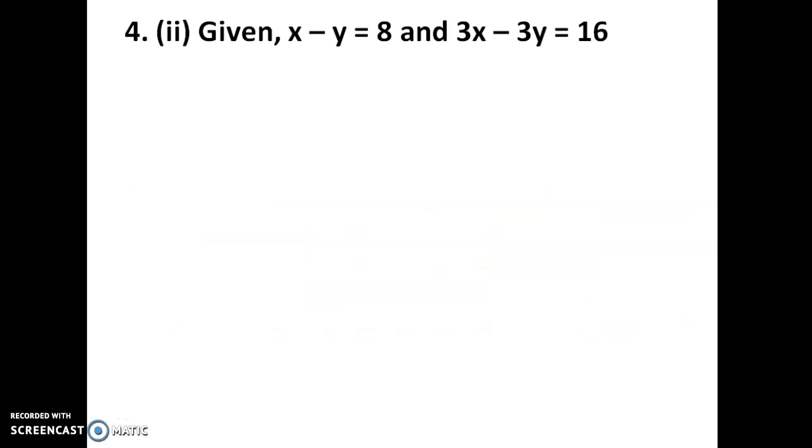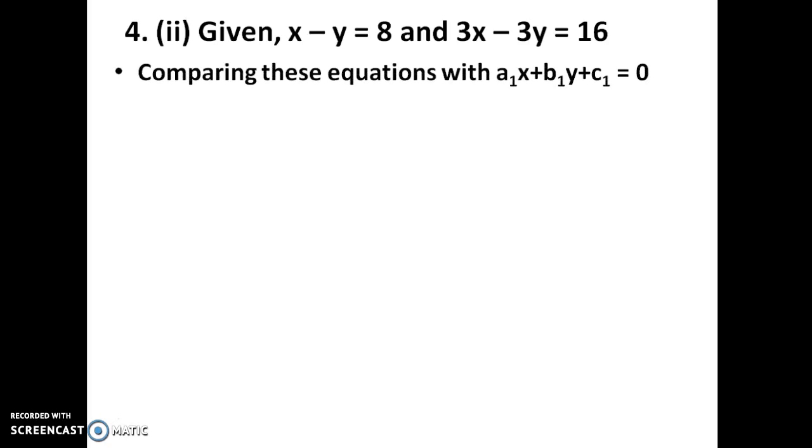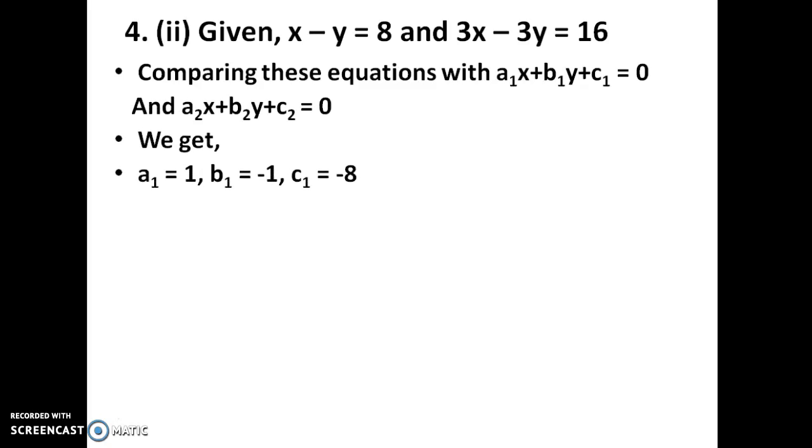Fourth problem, second subdivision. Given x minus y equal to 8 and 3x minus 3y equal to 16. Comparing this equation with the standard form of equation, you will have a1 equal to 1, b1 equal to minus 1, c1 equal to minus 8. a2 is equal to 3, b2 is equal to minus 3 and c2 equal to minus 16.